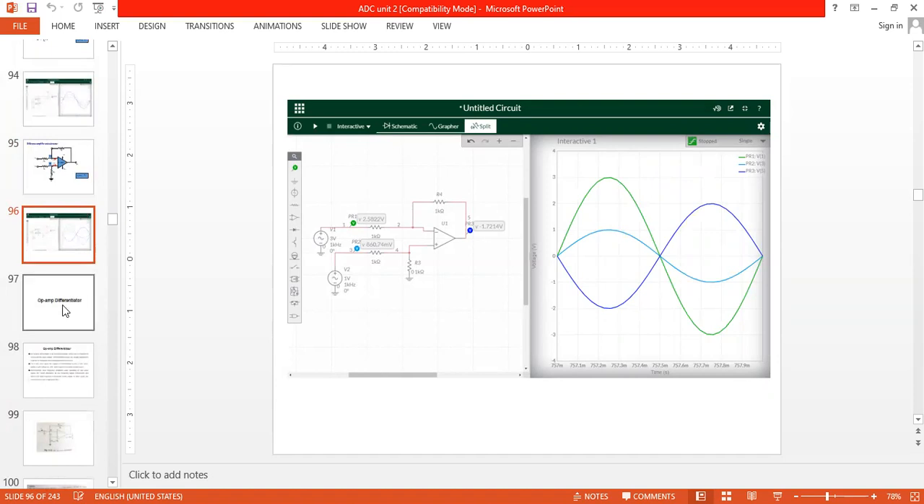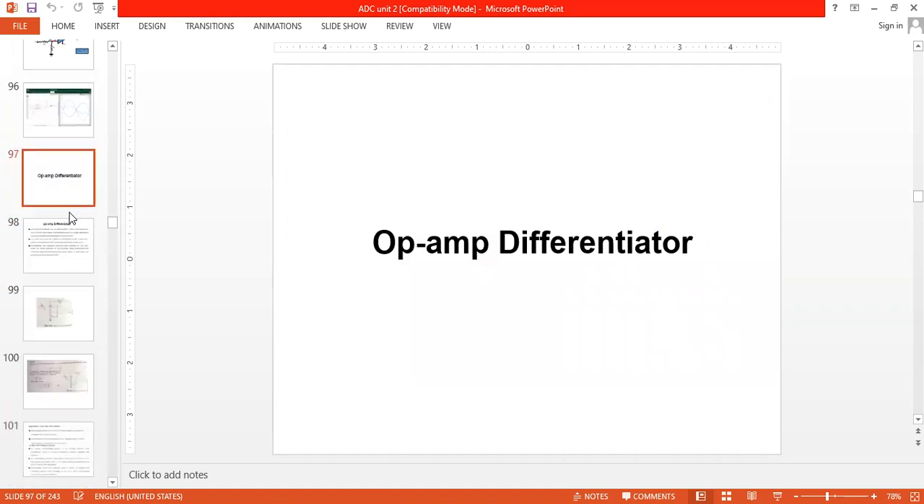Okay, next the operational differentiator. We know the differentiator model. If you differentiate the sine wave, the output will be cos wave. That is the mathematical operation. But in real time, if you give a sine wave to the differentiator, the output will be a square wave. Normally differentiation of sine will be cos, but here we are using the inverting terminal, so the output will be negative, that is minus cos.